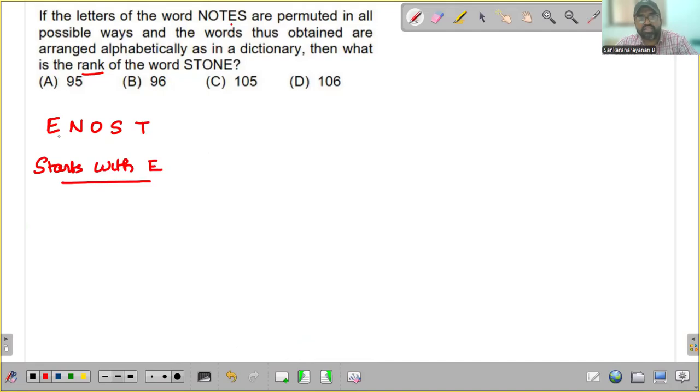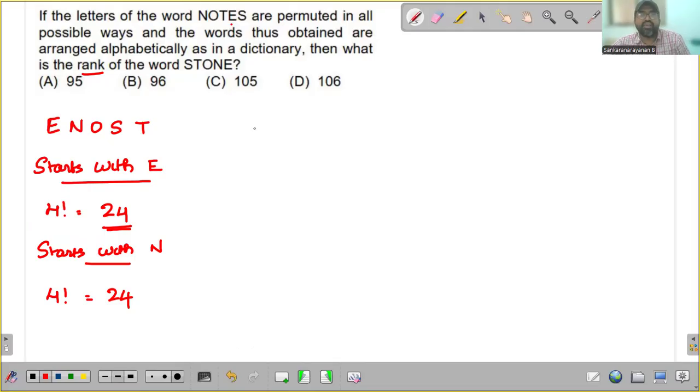Consider the number of words I can form that start with E. It will be 4 factorial. 4 3s are 12, 12 2s are 24. 24 words can be formed that start with E. Okay. So that is for the first one. Now, in the same way, words that start with N, again you can say 4 factorial, that is equal to 24.